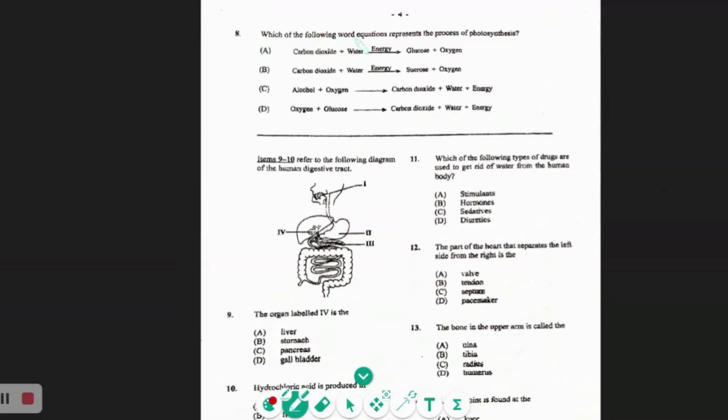8. Which of the following word equations represents the process of photosynthesis? The answer is A. We have carbon dioxide plus water plus energy, which we'll get from the sun, gives us glucose and oxygen. Why wouldn't it be sucrose? Sucrose is the form in which glucose is transported, and sucrose is glucose plus fructose. This is what is made initially from photosynthesis.